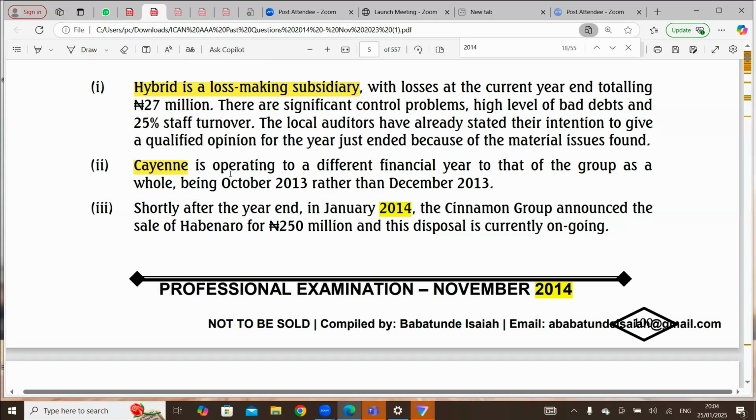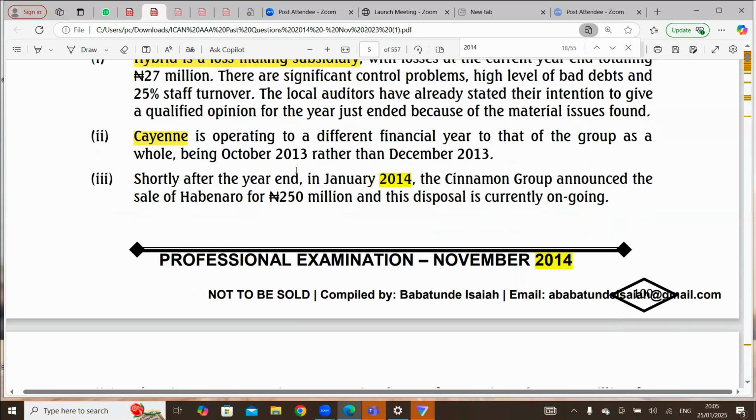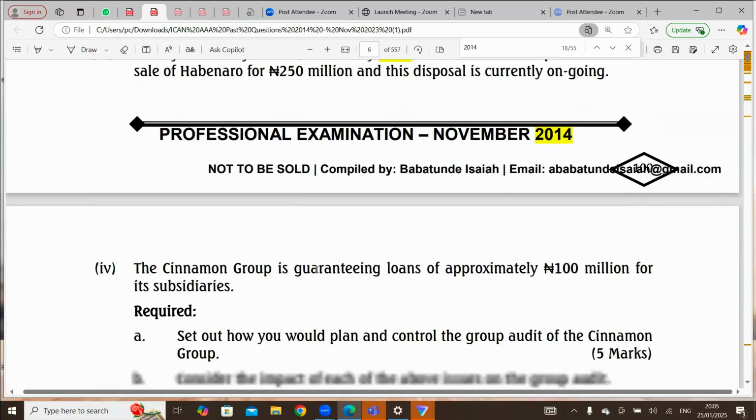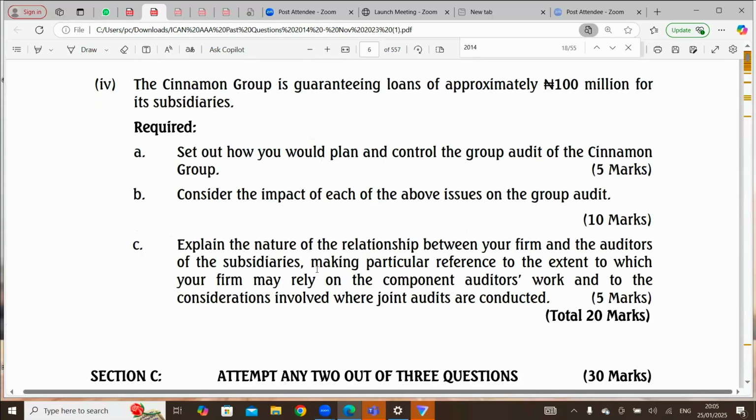Cayenne is operating a different financial year end to that of the group as a whole. So the second one has a different financial year end in October instead of December. Shortly after the year end, in January 2014, the Cinnamon Group announced the sale of Abeto for 250 million, and the disposal is currently going on. So how do you treat these matters?